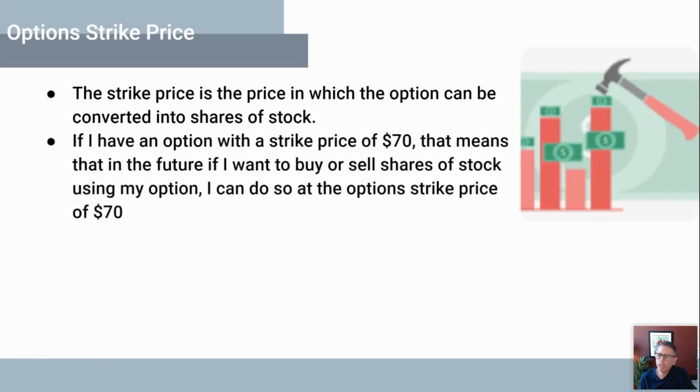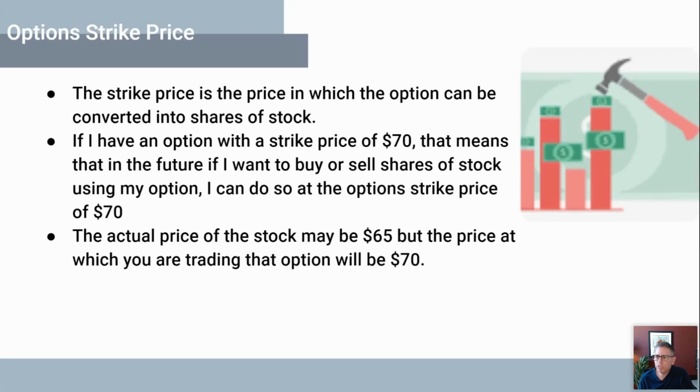So an options contract at 70 is a contract that gives you the right, but not the obligation, to buy or sell a financial asset or stock at a predetermined price of $70. You can exercise the option to buy or sell the asset at the strike price of 70. Alternatively, you can also choose to sell the option back to the market at a different price if you don't want to exercise it. The actual price of the stock may be $65, but the price at which you are trading that option will be at $70.